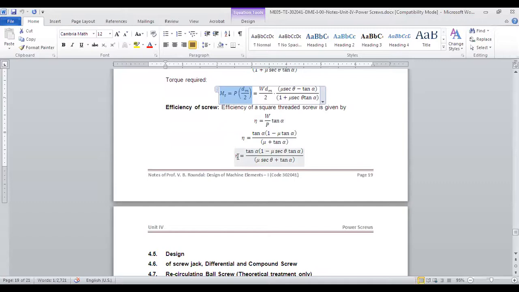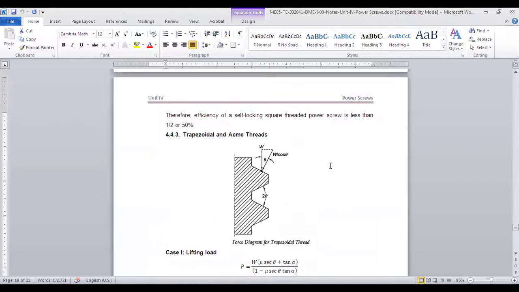So in the case of trapezoidal threads, efficiency will be given by tan alpha into 1 minus mu sec theta tan alpha upon mu sec theta plus tan alpha. This is the efficiency of trapezoidal or Acme threads.